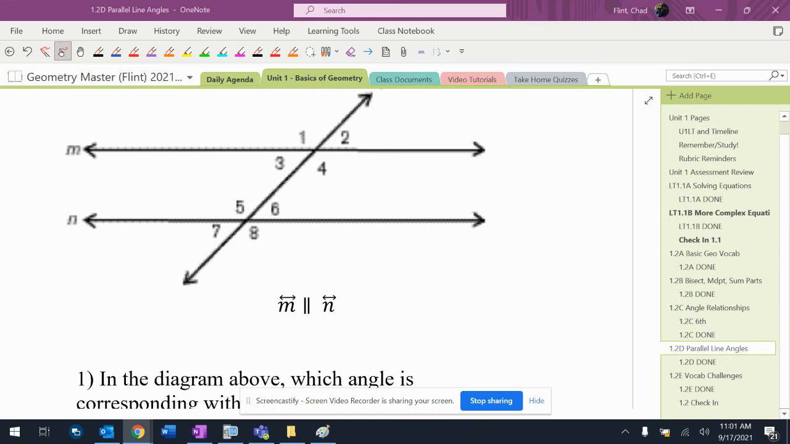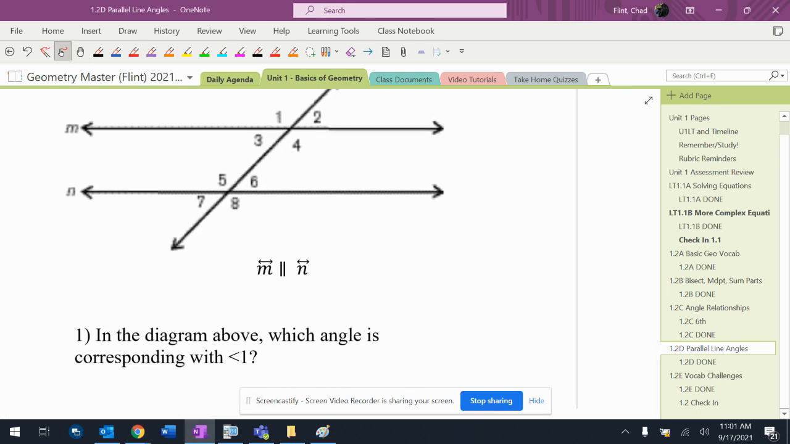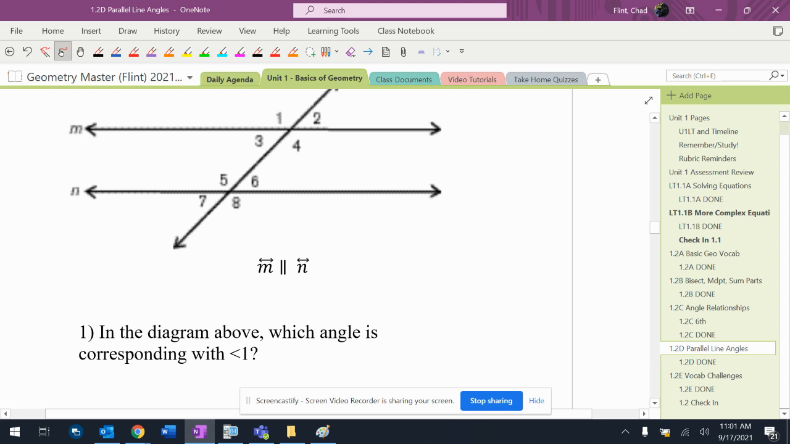All right, so these first questions are hopefully going to be pretty straightforward. They're basically, can you take the words that we just talked about and apply them to something? So it says, in the diagram above, which angle is corresponding with angle 1? All right, corresponding means lines up. So I'm going to write that.